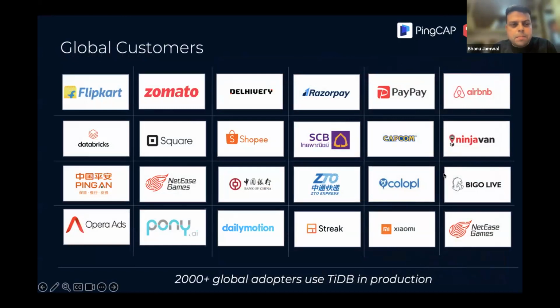Let's talk about some of our global customers who are using TiDB as of today. We have 2,000-plus global adopters who are using TiDB in production. Starting with the first row, you would see Flipkart being one of our biggest customers who have adopted TiDB. We have Delhivery as another strategic key partner who has been running their logistics application on TiDB. And then we have a few other open source community customers as well, with the likes of Zomato and Razorpay, who are on TiDB.